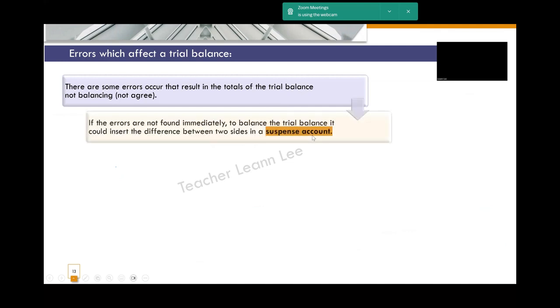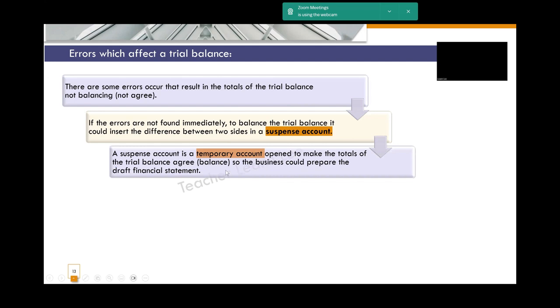deal with errors that occur that result in the total of the trial balance not agreeing, which is not balancing. If the error is not found immediately to balance the trial balance, then you can use the suspense account to help you. Why do I need to make it balanced? Because I need to prepare my financial statement. If I do not prepare the financial statement on time, I can't submit my tax on time, and I cannot show it to my shareholders on time. So all these things, you must balance it first if an error happens. The suspense account is just temporary until both sides are balancing.